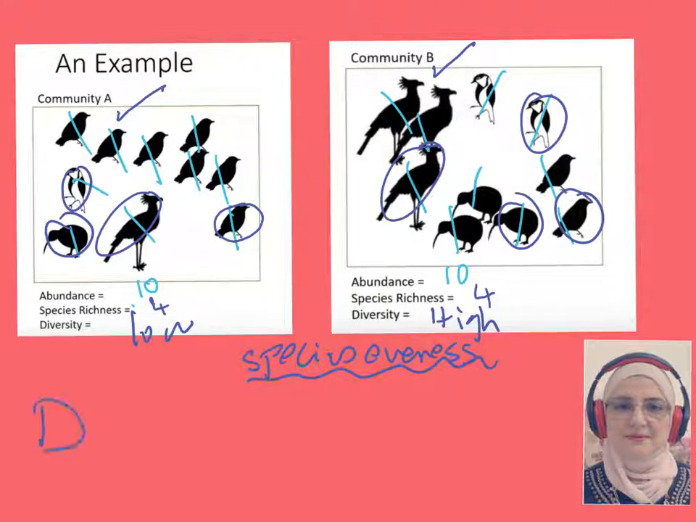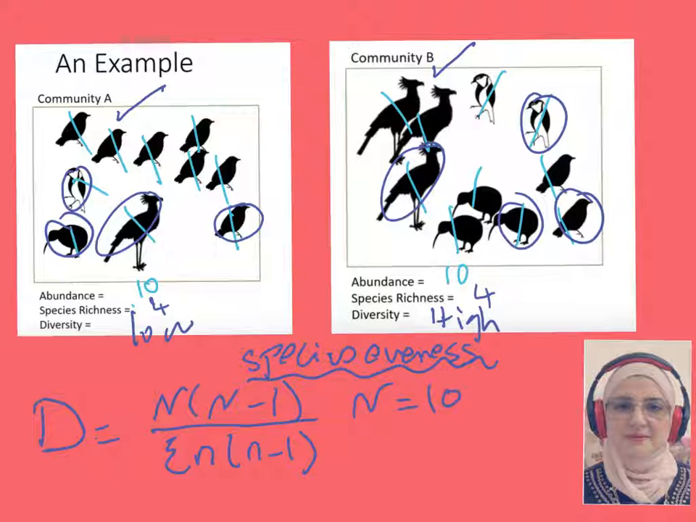The formula says that D equals capital N into N minus 1 over the sum of small n into n minus 1, while the capital N refers to the abundance. So I can say that N equals 10 in each of the two samples, while the small n is the total number of individuals in each species. So the small n here in sample A for the first bird is 1, 2, 3, 4, 5, 6, 7, and the second one is 1, and the third species is 1, and the fourth species is 1.